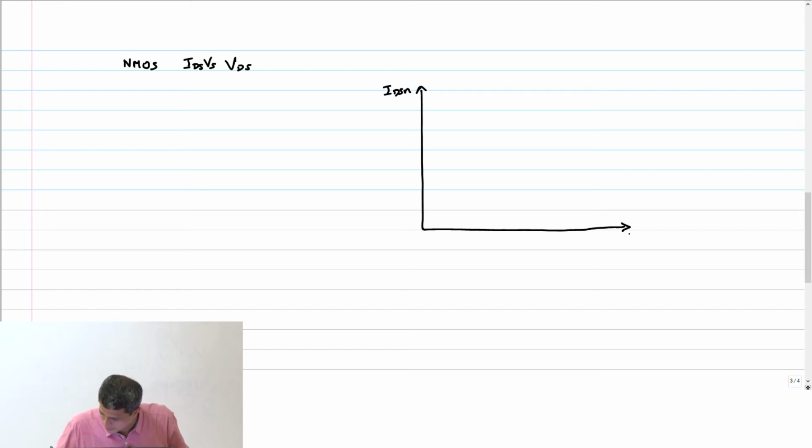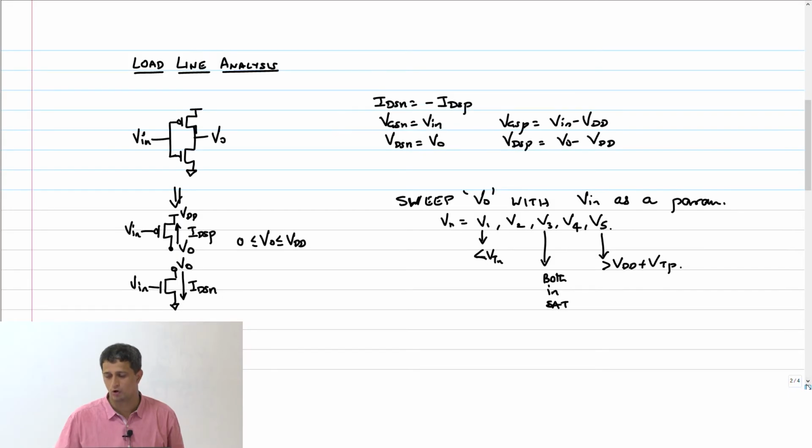IDSN versus V out. I am going to sweep V out from 0 to VDD. What is the current through the NMOS transistor when V in equal to V1? As I told you, I mean V1 as defined here below VTN, 0.